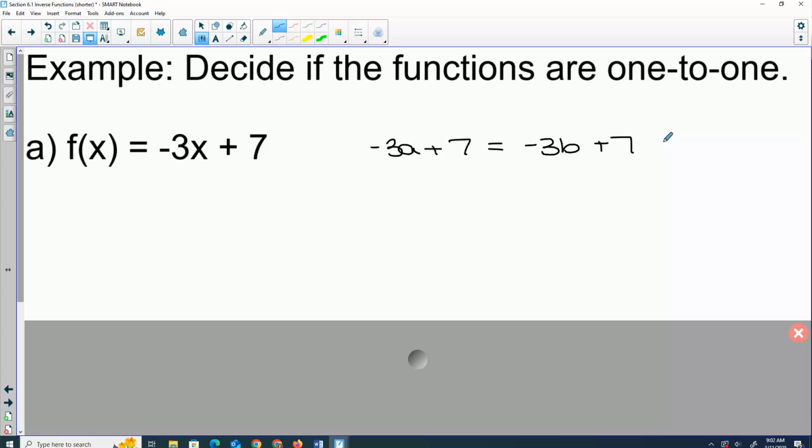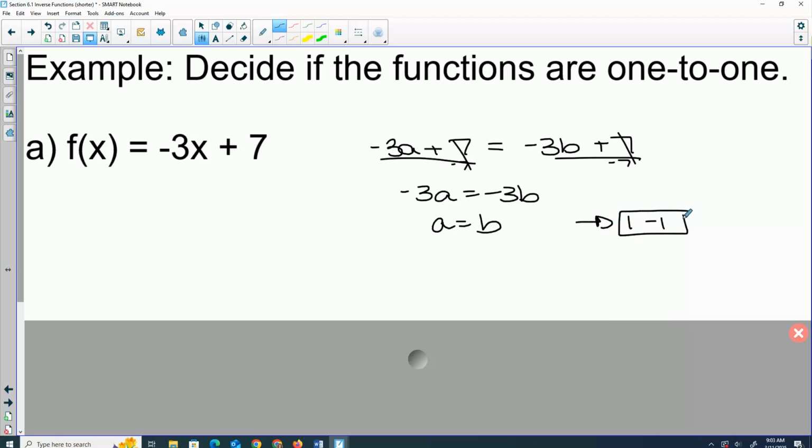Okay, so now I'm going to solve this for a. If I'm trying to get a by itself, we would subtract our 7. Divide by -3, and we get a equals b. So what I just found is the only way the y's could be the same is if I plugged in the same number to begin with. So if you solve this and get a equals b, that means it is one-to-one. The y's never repeat. The only way you can get the same y value is if you put in the same x both times.